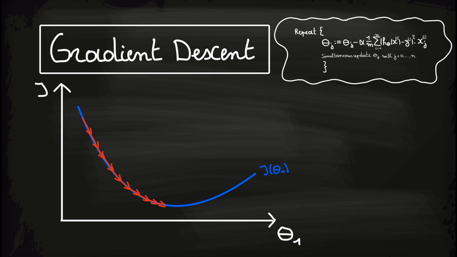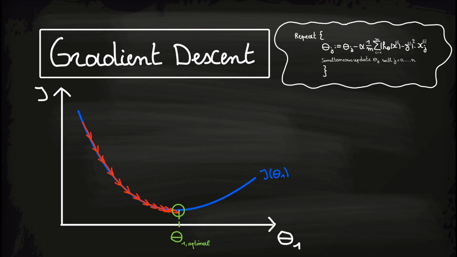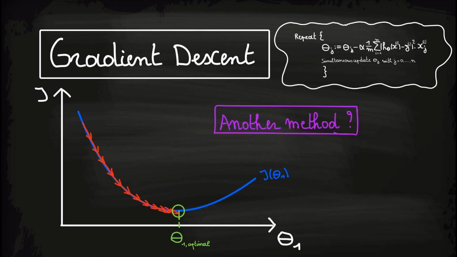We keep on repeating this until we reach convergence, or in other words, until we end up close enough to the minimum of the cost function. And the values for theta that we now have at convergence are the optimized values that we will use to make our model. Now, what is this mysterious second method?